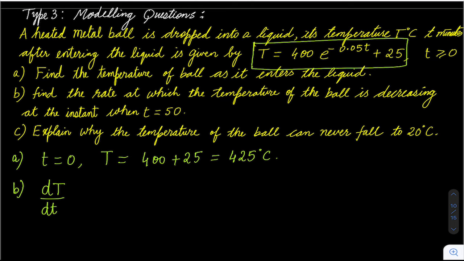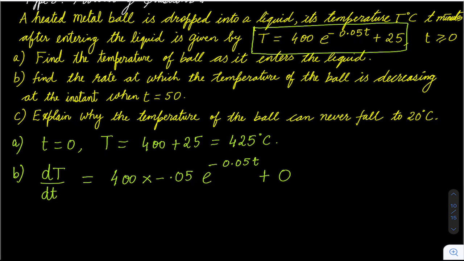That is the rate of change of temperature with respect to time. So for that, we will have to differentiate this function. We have discussed that when you differentiate e power kx, k comes outside. What is k here? k is nothing but minus 0.05, and the rest of the function remains the same. So e power minus 0.05t, and the differentiation of 25 is 0. So just 0 plus 0. So this is my rate of change of temperature.